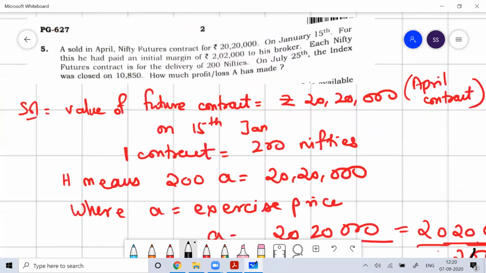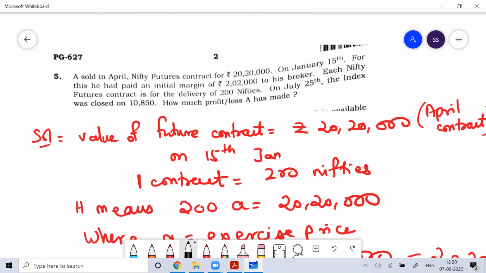Okay, so here they are given the initial margin also. So you have to understand this initial margin you'll give, because you want to maintain a collateral with the exchange. So that's why you give that initial margin. But for the end profit and loss calculation, initial margin does not play any role. I hope you understand this.